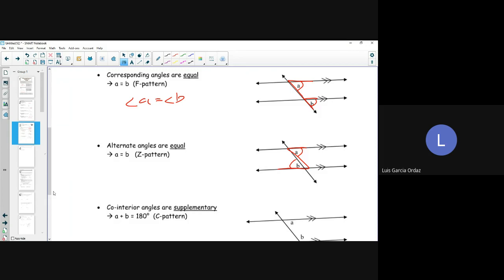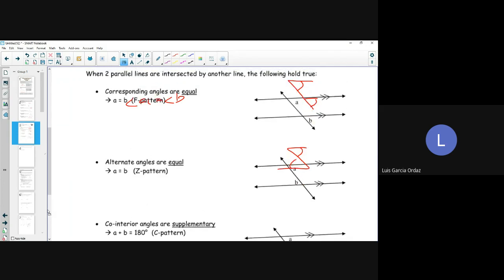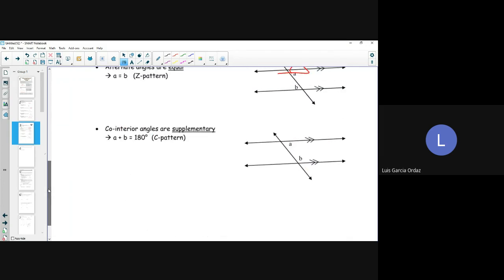And last but not least, I have supplementary angles, or my co-interior angles. A plus B is equal to 180, so I get my C pattern. So if I have one of those angles, I'm able to find the other angle by taking 180 and subtracting from that given angle.